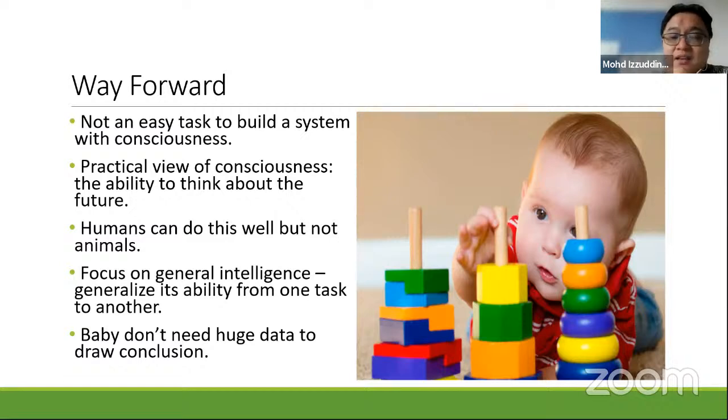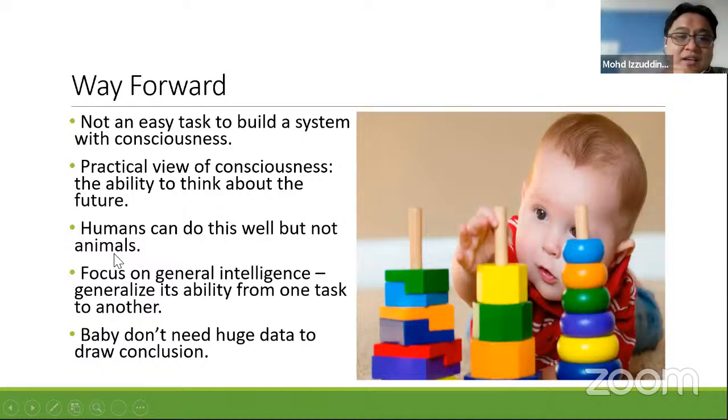If we keep on debating what is consciousness, we never move forward, right? Always debating and not moving. So what is the practical view of consciousness? From our point of view, it is the ability to think about the future, not to debate into the higher level thing. Let's say a cat can plan for the next 10 years what it's going to do, that is what we call consciousness. Usually humans can do this very well, but not animals, right?